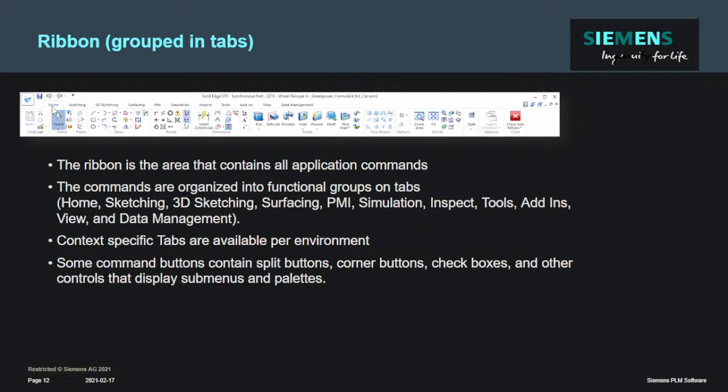So at the top you can see here you have Home, Sketching, 3D Sketching, Surfacing. So there is a different ribbon for each collection of commands. First you have to decide what collection of commands you want to use to activate that ribbon, and then you can choose whatever commands you want to use, okay.